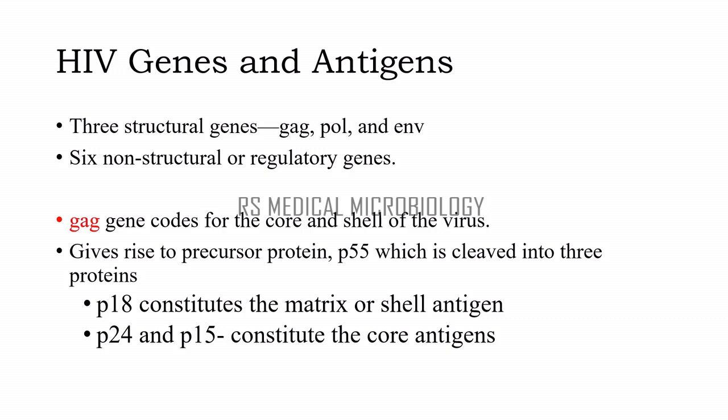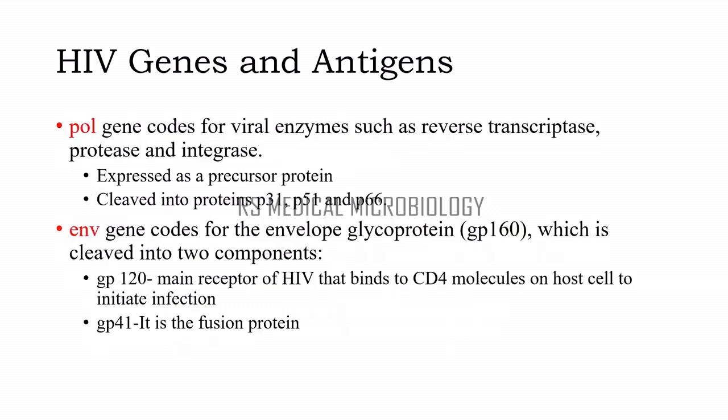You have the gag gene, which basically codes for proteins of the core and shell of the virus. This will give rise to a precursor protein called P55, which is further divided into P18, P24 and P15. Then you have the pol gene, which is necessary for all the viral enzymes: reverse transcriptase, protease, and integrases. Again, this can give rise to proteins P31, P51, P66.